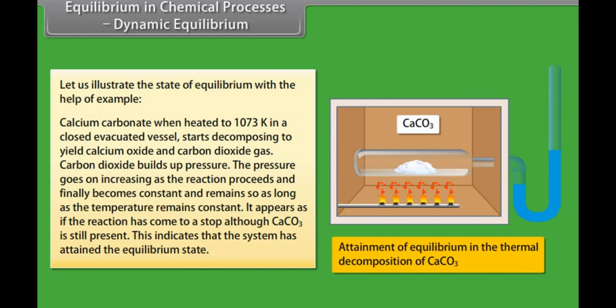Calcium carbonate, when heated to 1073 Kelvin in a closed evacuated vessel, starts decomposing to yield calcium oxide and carbon dioxide gas. Carbon dioxide builds up pressure. The pressure goes on increasing as the reaction proceeds and finally becomes constant and remains so as long as the temperature remains constant. It appears as if the reaction has come to a stop, although calcium carbonate is still present. This indicates that this system has attained the equilibrium state.